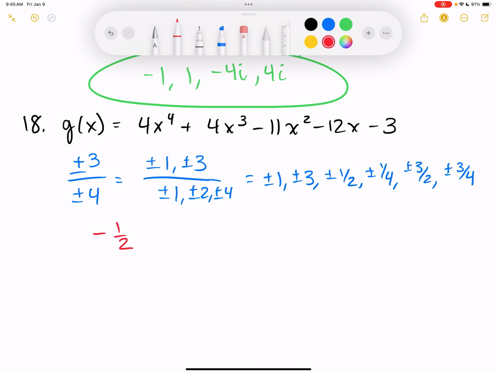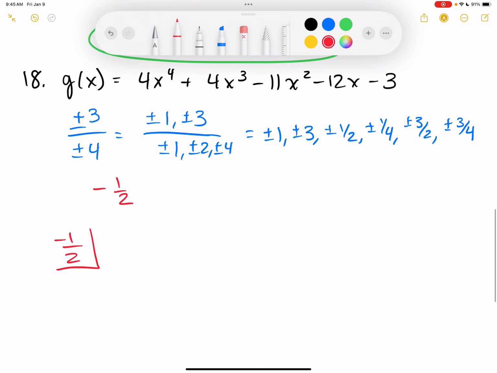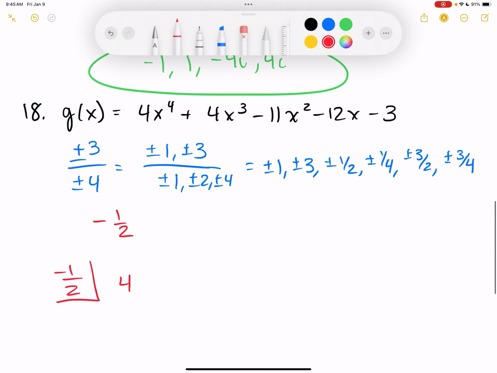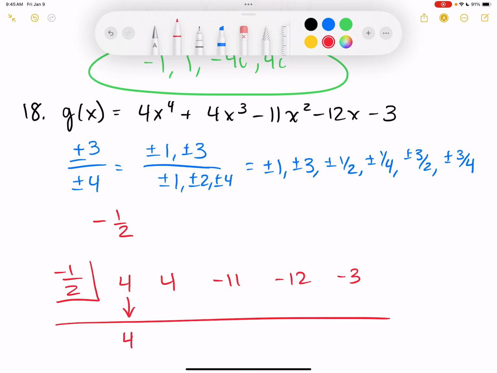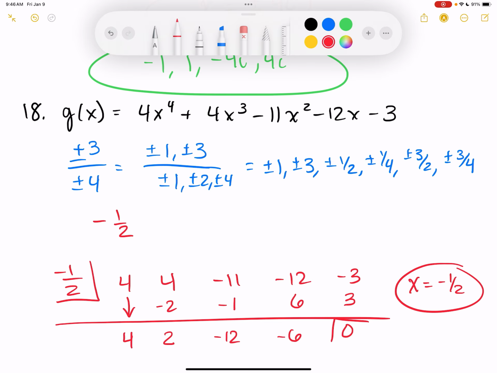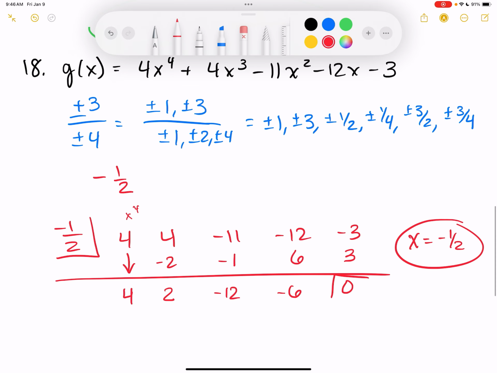So I've got negative 1/2, and then copy all your numbers over. I had no missing numbers this time. Then it's 2, and then it's 12, negative 12, and then it's 6, negative 6, and then it's 3, and does it in fact work to 0? Okay, so that one worked. So x equals negative 1/2 is a 0. Now, this was x to the 4th, so this is now x cubed.